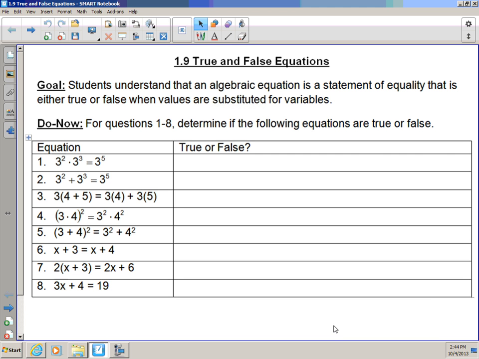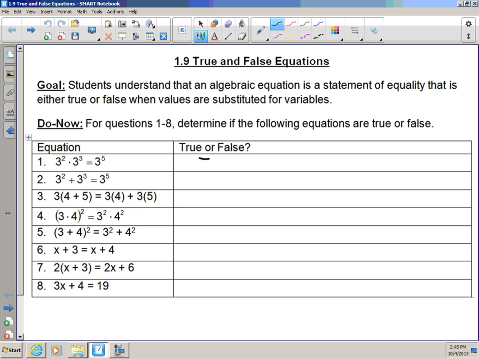The goal of today's lesson is for students to understand that an algebraic equation is a statement of equality and that it's either true or false when values are substituted in for the variables. So we want to know what makes an equation true or false. If we look through the following numerical statements and algebraic statements, we can determine whether they're true or false. I'll just indicate with a T or an F.